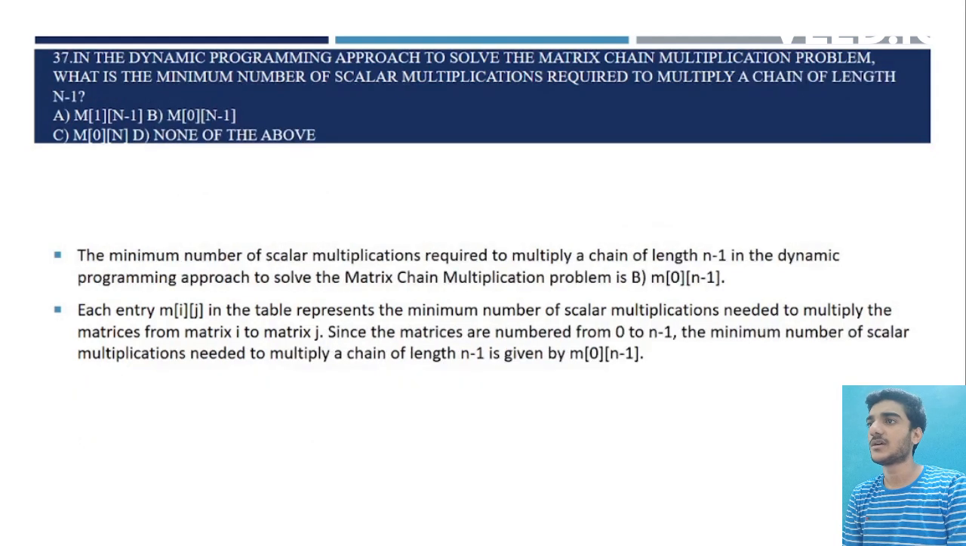In the dynamic programming approach to solve the matrix chain multiplication problem, what is the minimum number of scalar multiplication required to multiply a chain of matrices of length n minus 1? The correct option is B, m[0, n minus 1]. Each entry m[i][j] in the table represents the minimum number of scalar multiplications needed to multiply the matrices from matrix i to matrix j. Since the matrices are numbered from 0 to n minus 1, the minimum number of scalar multiplications needed to multiply a chain of length n minus 1 is given by m[0, n minus 1].